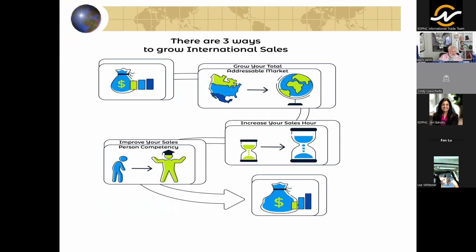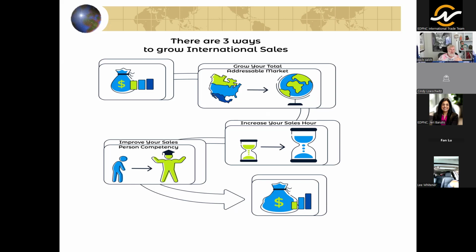Like I've said before, and I'm just going to keep reiterating this, there are essentially three ways to grow your international sales, right? You can grow your total addressable market, which means you get into new markets. You're finding new distributors in new territories. You can increase your sales hours. That is how many hours you have salespeople selling your product around the world, either by getting more distributors, getting more engagement from those distributors, or getting better distributors that are going to agree to give you more time.